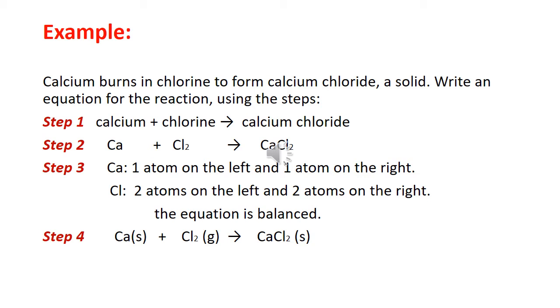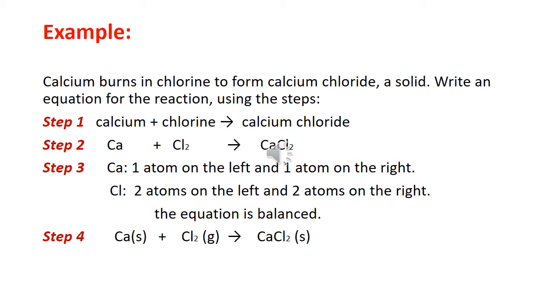So here chlorine is also balanced, because both sides have 2 atoms. Thus the equation is balanced. If it is not balanced, it should be balanced by changing the coefficient. That we shall see in the following slides.